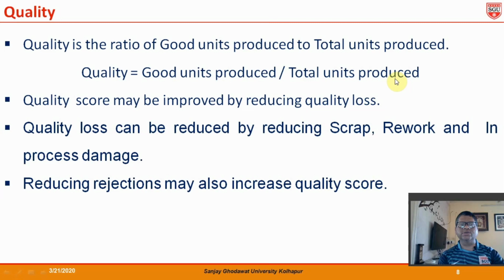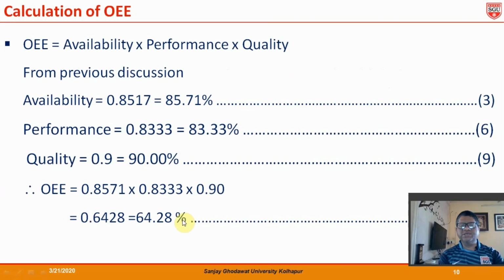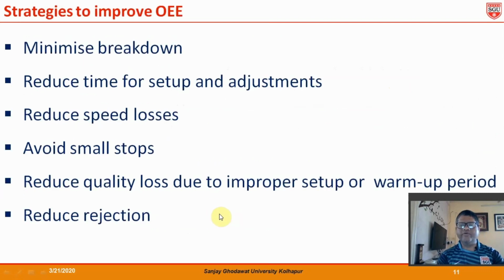%. So, there is a scope. We have studied initially that the OEE can be improved up to 85% easily. So, we can improve this OEE by 21%, and to improve this OEE by 21%, we need to follow some strategies.